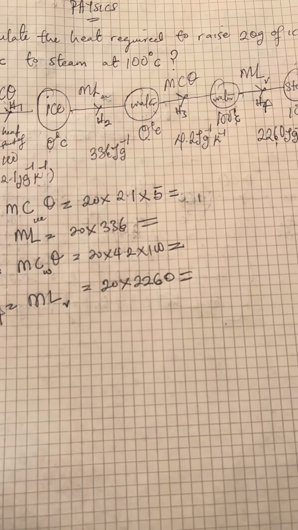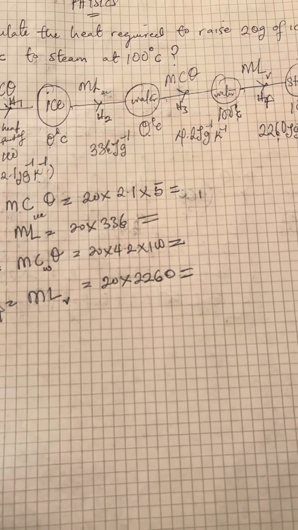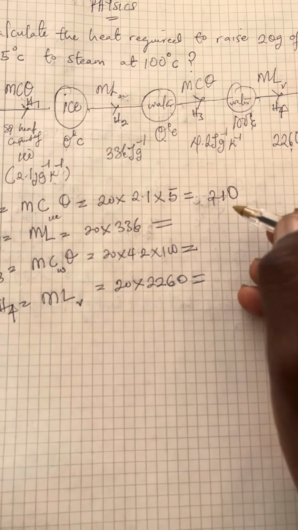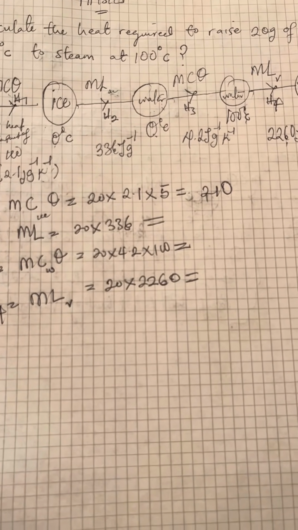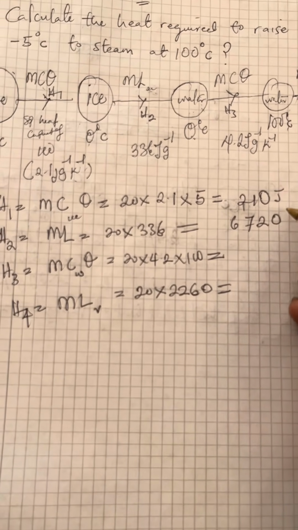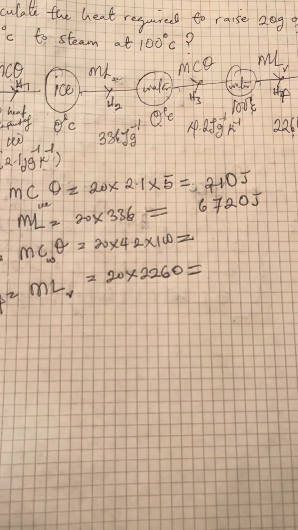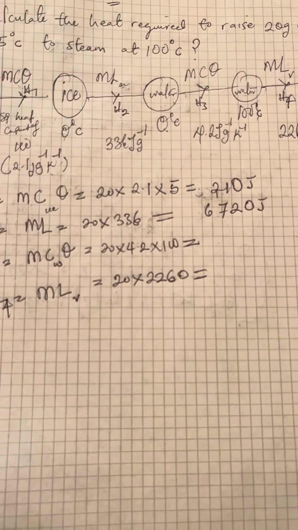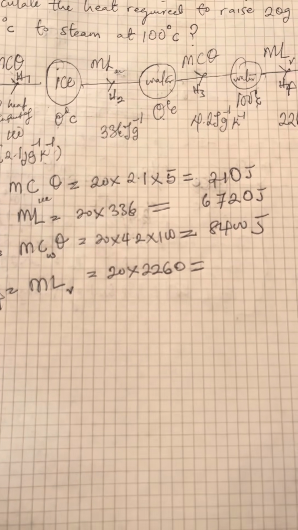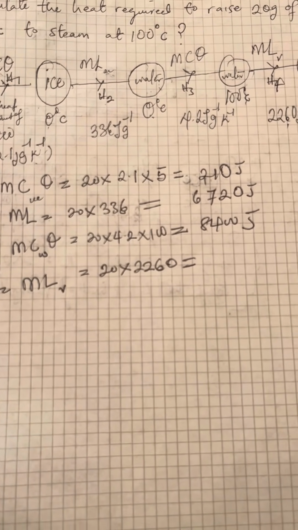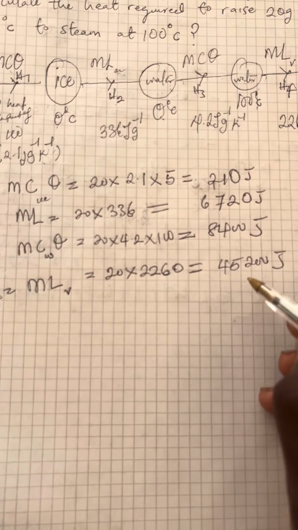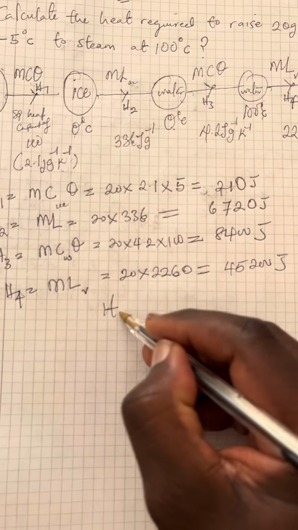20 times 2.1 times 5 gives me 210 joules. Then 20 times 336 gave me 6720 joules. Please put the unit joules. Then 20 times 4.2 times 100 gave me 8,400 joules. Then 20 times 2260 gives you 45,200 joules.